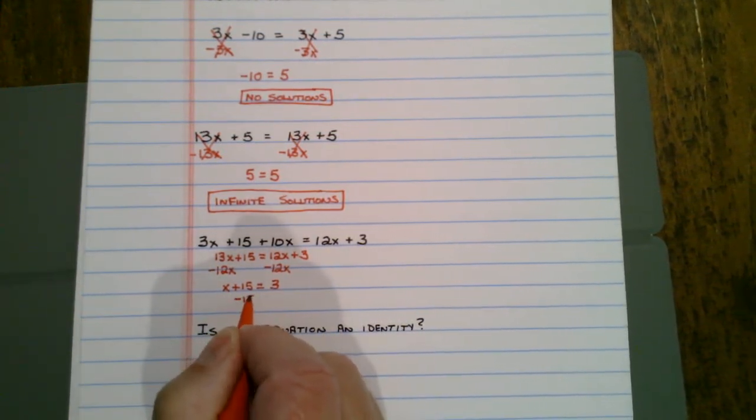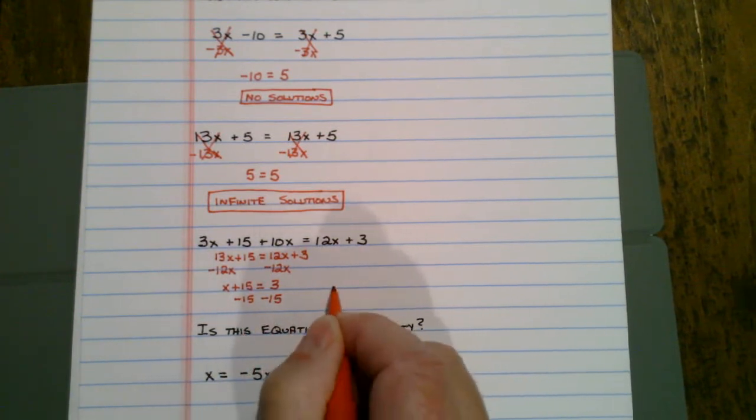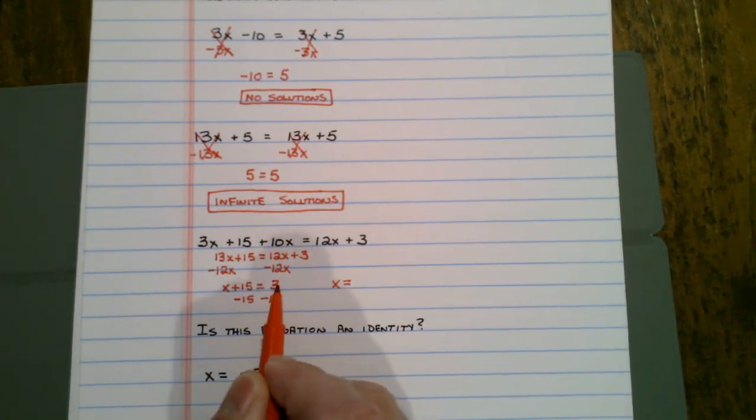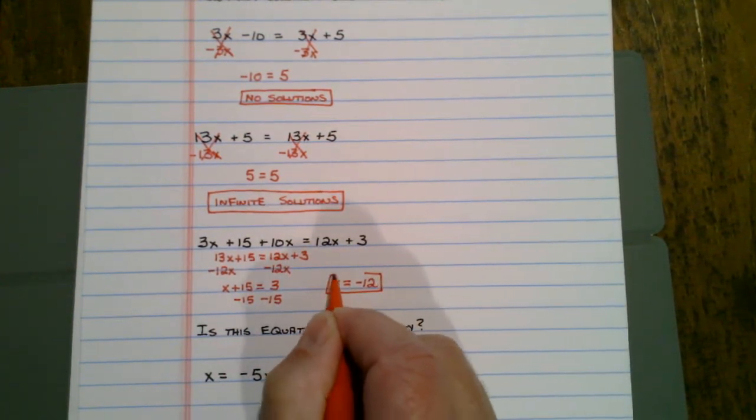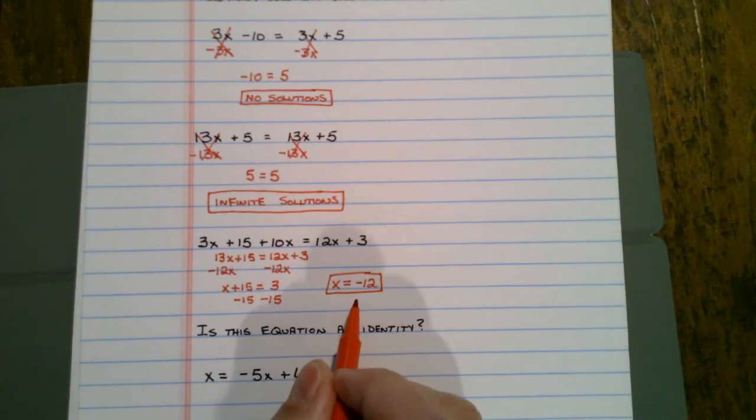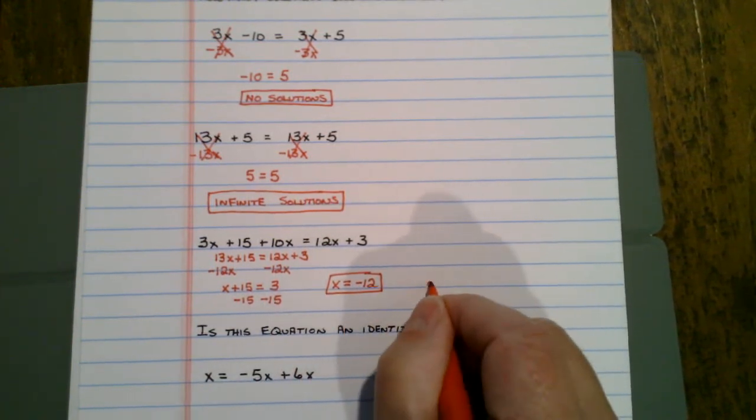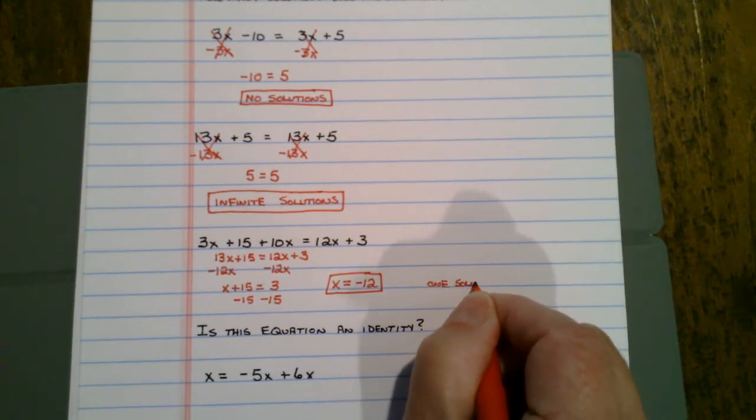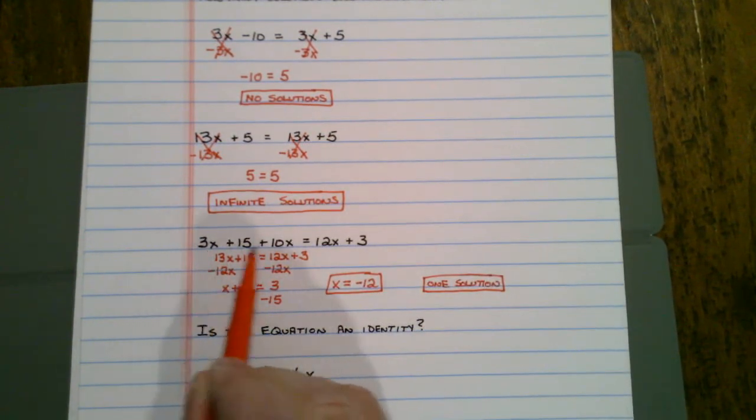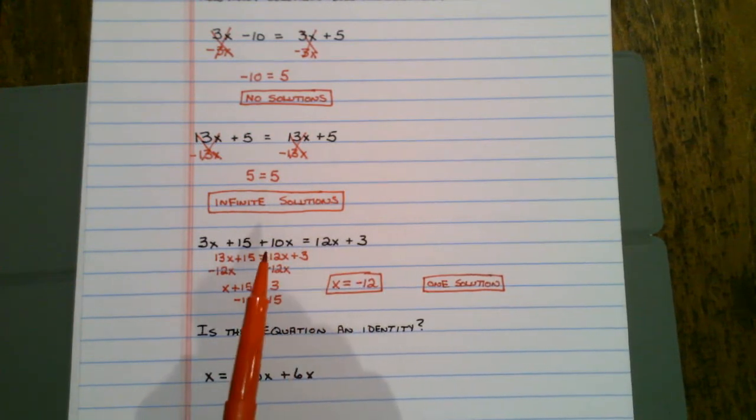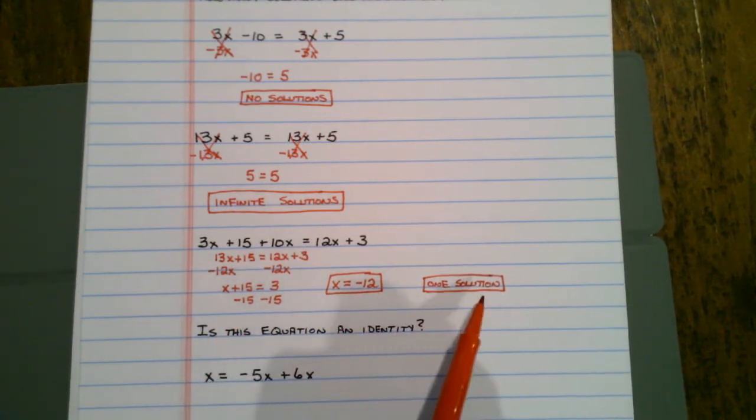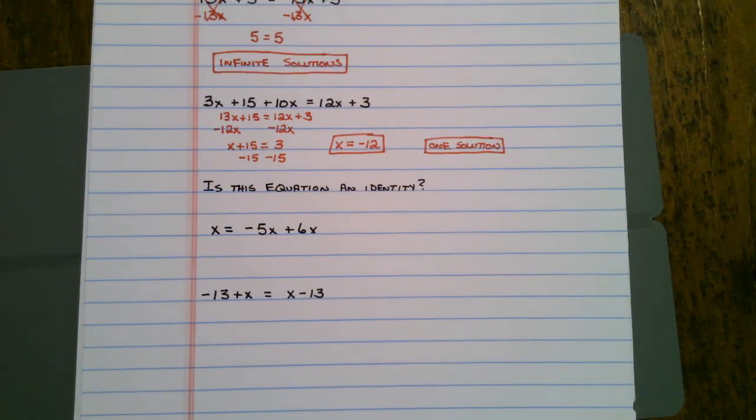I subtract 15 from both sides. X is equal to 3 minus 15, negative 12. Negative 12 is my answer, but the question was, how many solutions does this have? One solution. There is only one answer to this equation, and it's negative 12. So when they ask how many solutions they have, if you actually get a solution, that means there's one solution to this. They're going to ask whether or not an equation is an identity. That means, does it have infinite solutions?